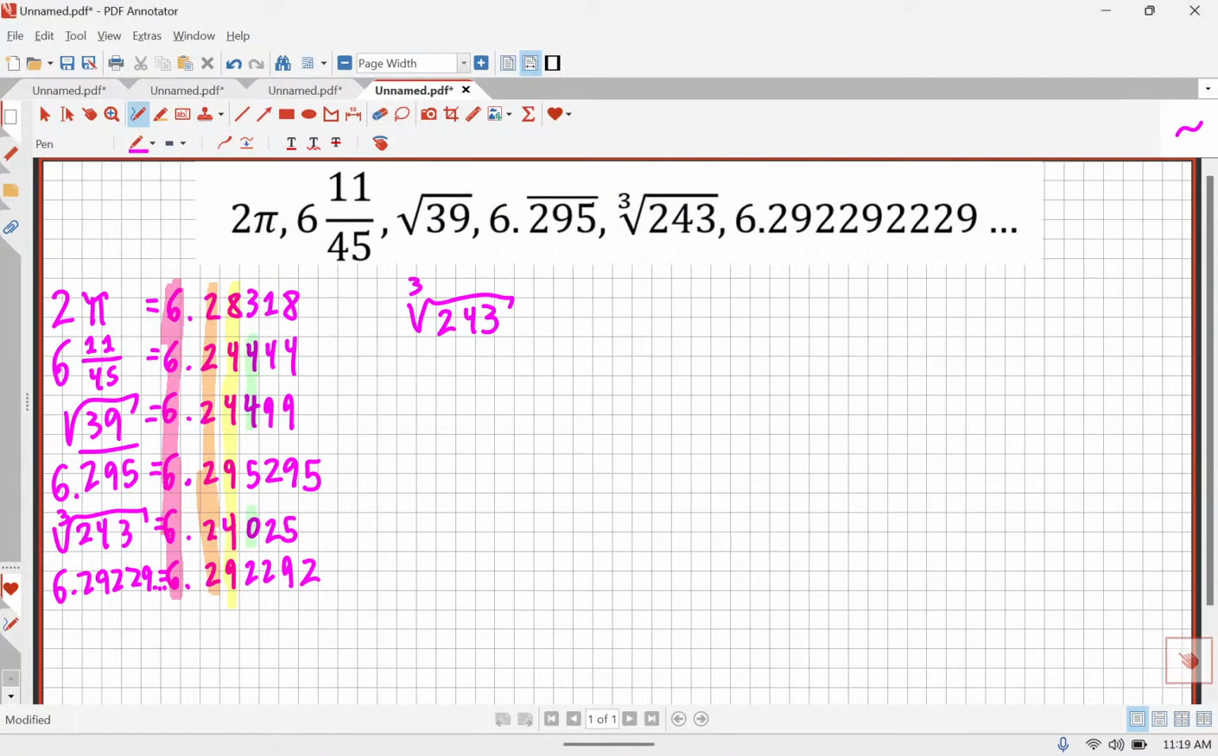Very good. I'm going to cross this off, by the way. Before we let you go, Juliet, let's finish off these greens. Which one of these is going to be the least between 6 and 11/45 and the square root of 39? How do you know? Yep. 6 and 11/45. Is that rational or irrational? Rational, because it can be written as a fraction of integers. Also, it's a repeating decimal, which means that the next one has to be the square root of 39.